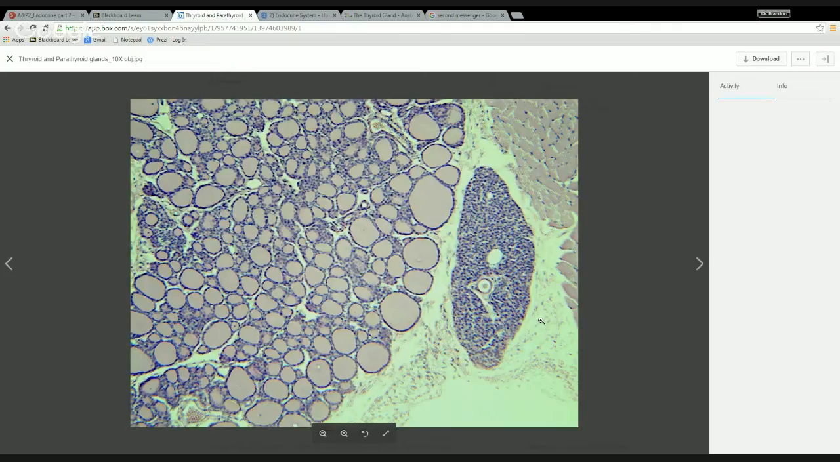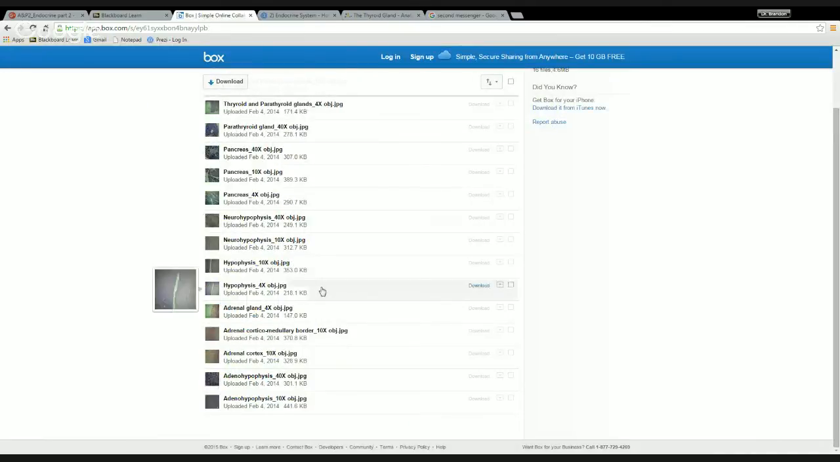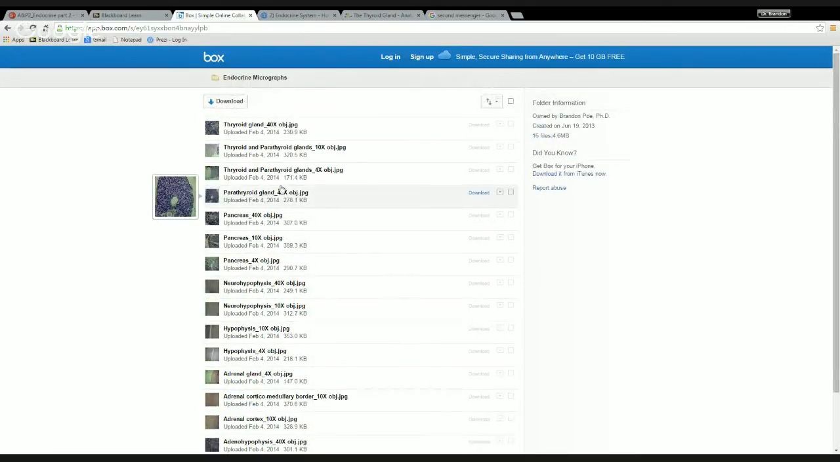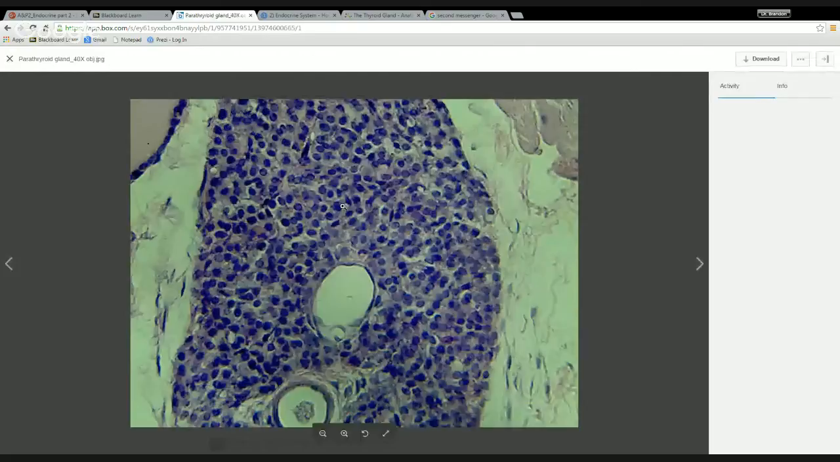Parathyroid is the name of the gland or the hormone. It's not appropriate to use it for one or the other by itself. If you're talking about the hormone, it's parathyroid hormone, which is abbreviated PTH. Okay? All of the cells here make that. Now, I should have a 40X version of that too. Yeah, there we go. So here's that a little bit closer up.